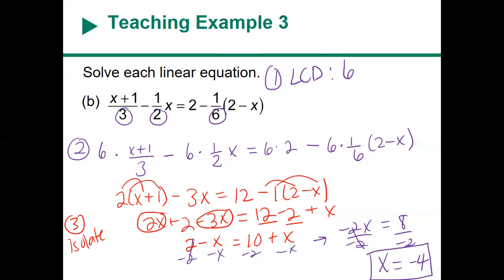Questions, comments, concerns? Again, LCD is not the greatest common factor. It's the least common denominator. So what is the smallest number that the denominators can multiply up to?